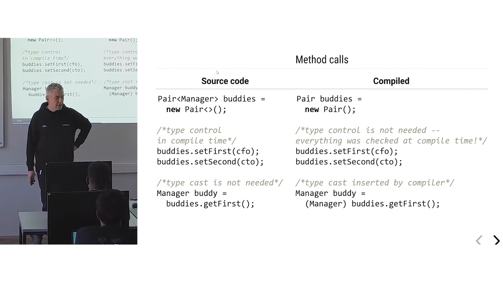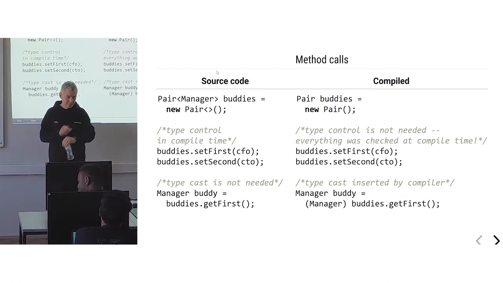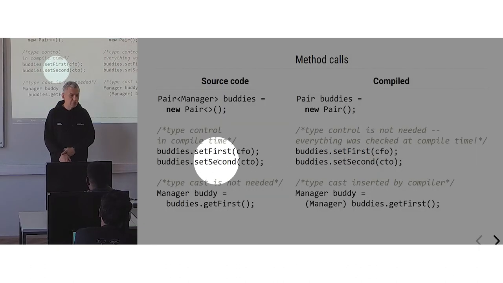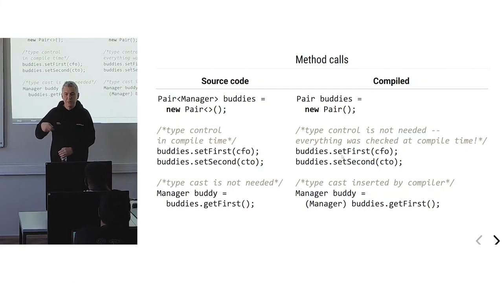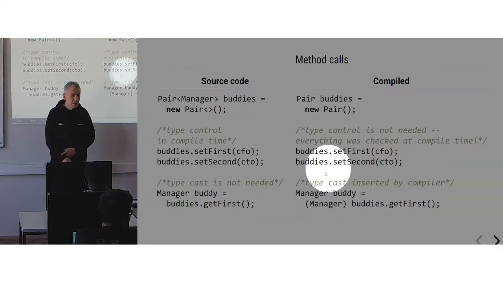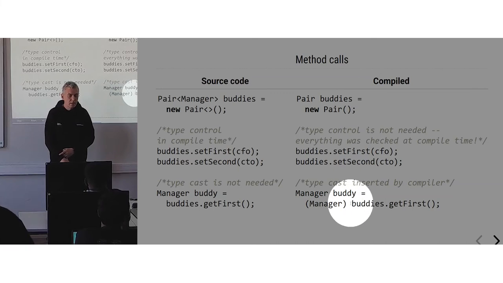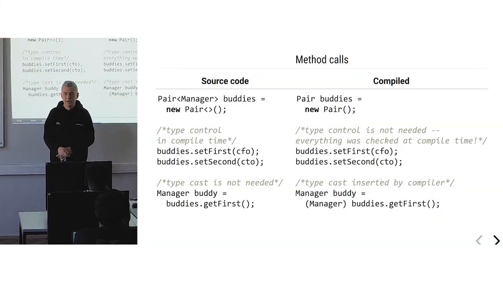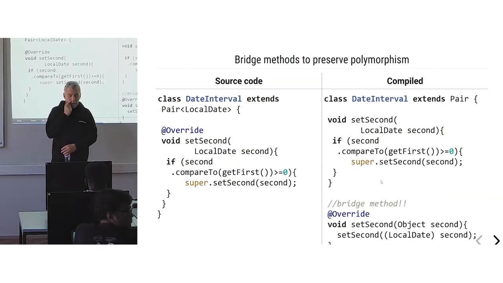So, okay, in method calls, as I already showed you, we have type control at compile time, so it's safe at runtime to call these methods because they were type checked at compile time. This one has a typecast inserted by the compiler. Okay, another tricky thing.